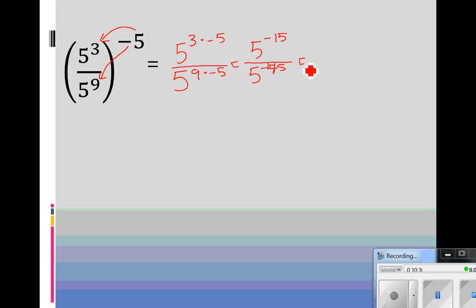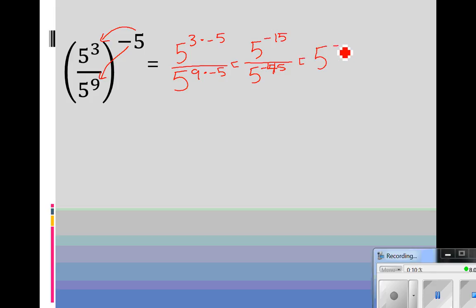So I'm going to draw an arrow to everything inside my fraction. So I have 5 to the 3 times negative 5 over 5 to the 9 times negative 5. So I have 5 to the negative 15th over 5 to the negative 45th. Now I have negatives, and I have options here. I can go ahead and apply the negative rule by flipping them over, or I can use the subtraction rule from quotient. So I'm going to do that first.